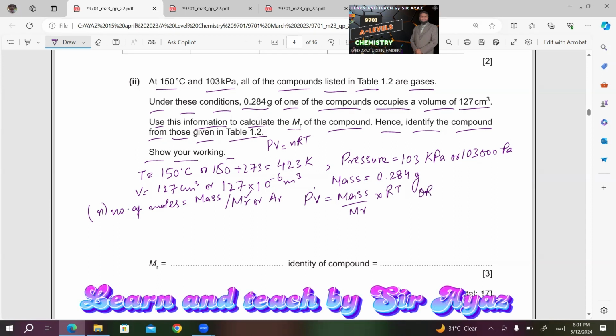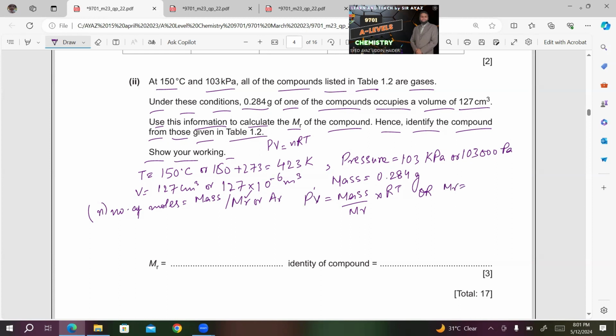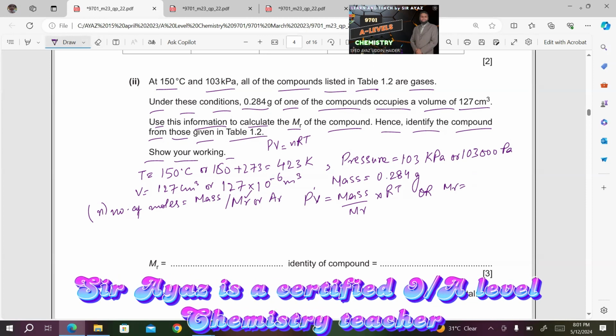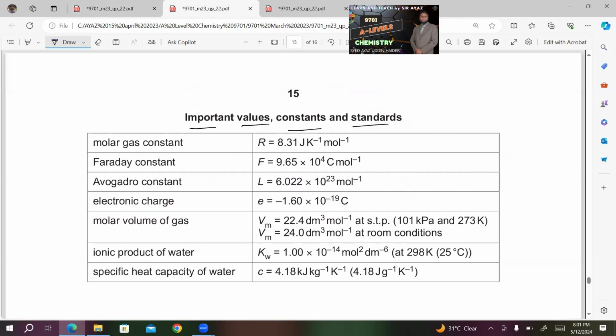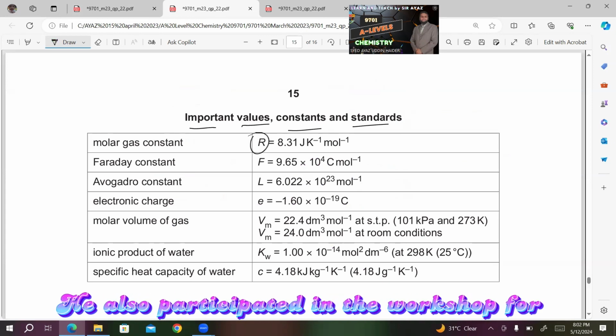or MR is equal to mass into RT by PV. Now placing the values, first of all, you need the value of R. Look at this value of R here. It's 8.31 joule per Kelvin per mole.